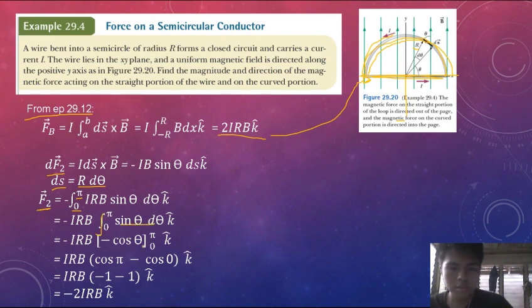Integrating sine theta, we will have negative cosine theta with the upper limit of pi and lower limit of 0. Calculating that, we will have the equation for the curved portion, which is negative 2IRB k.